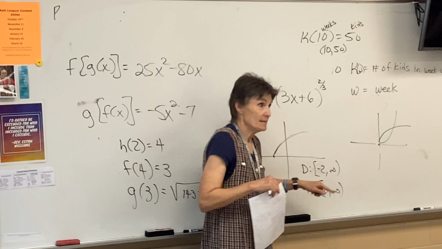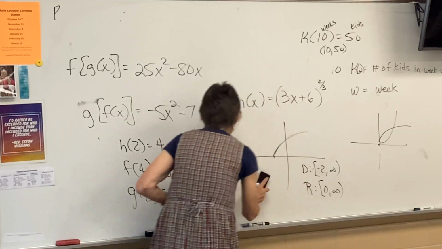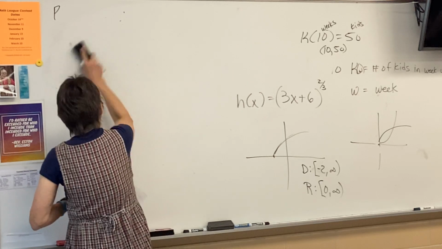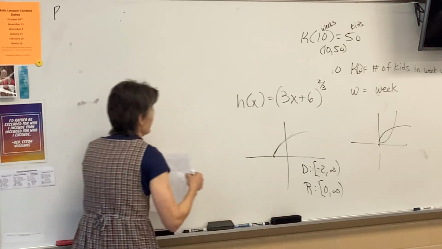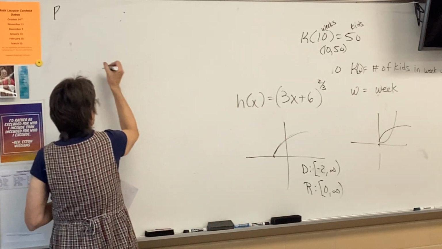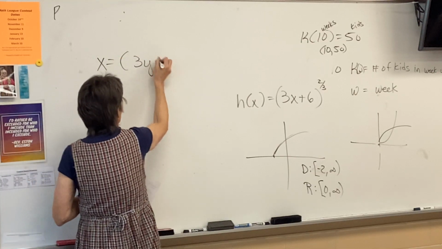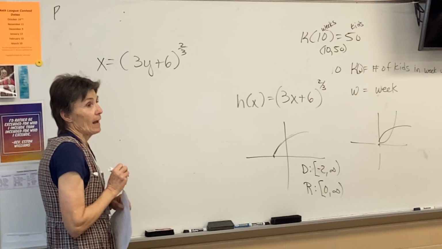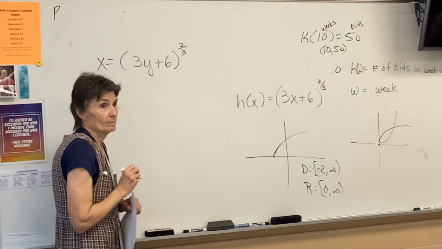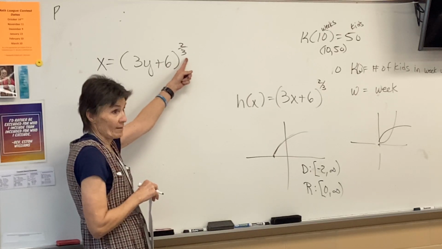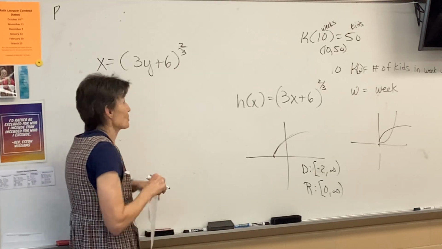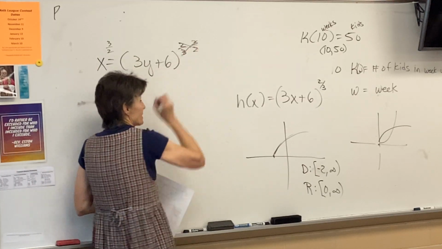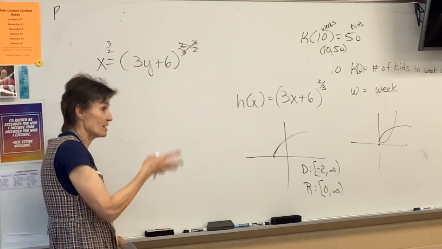Okay. Now let's find the inverse. Let's graph it and see if that came out. So what is our inverse going to be? There's our function. So x equals 3y plus 6 to the 2/3. How am I going to get y by itself? First of all, I got to get rid of that. So I'm going to raise both sides to the 3/2 power, because that'll get rid of it. It's like cubing and then square rooting.